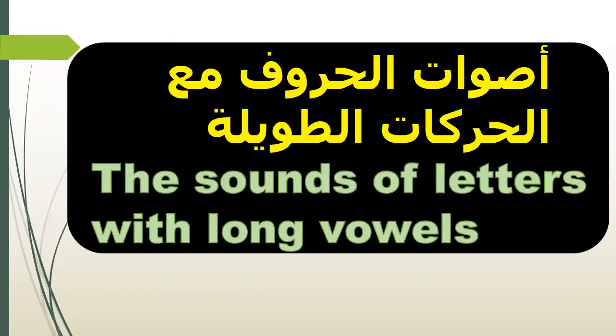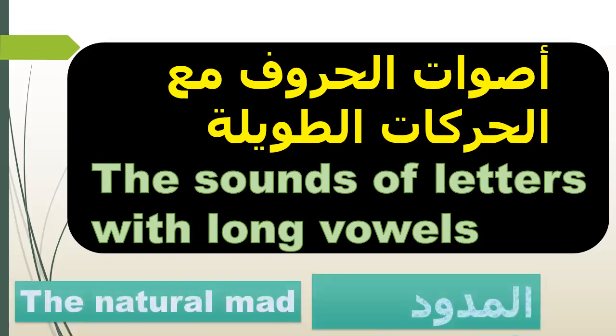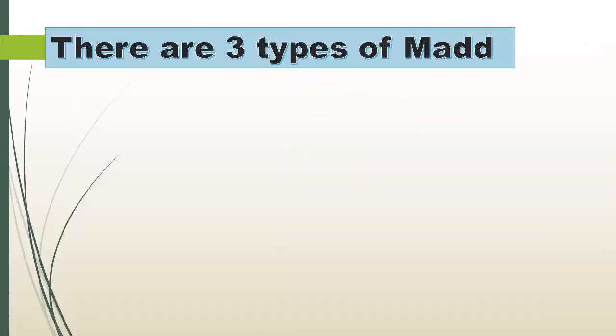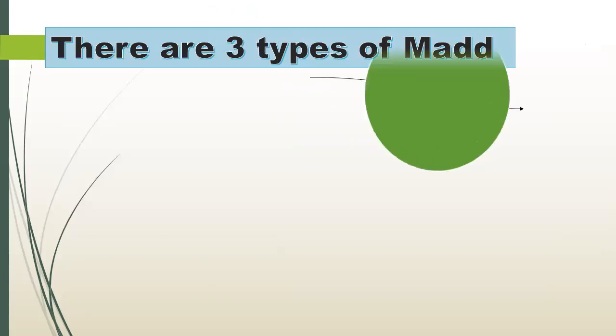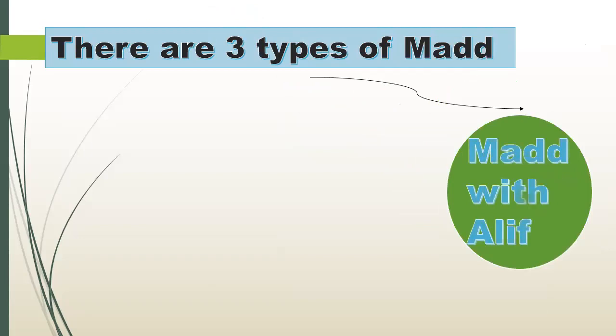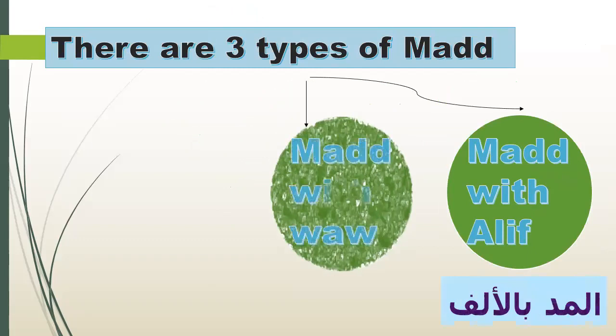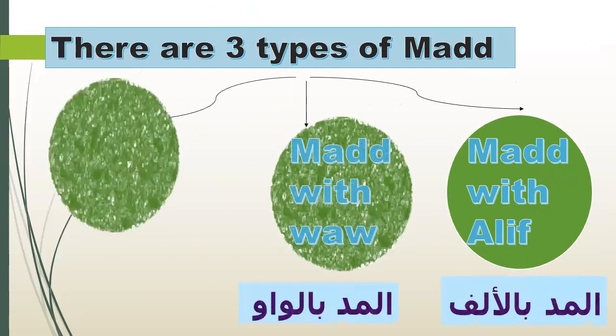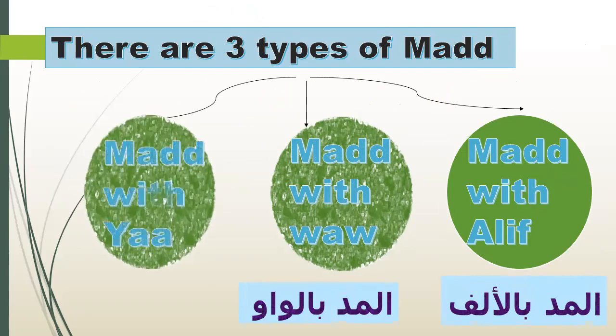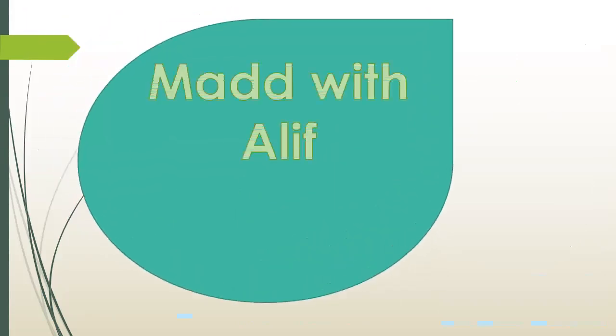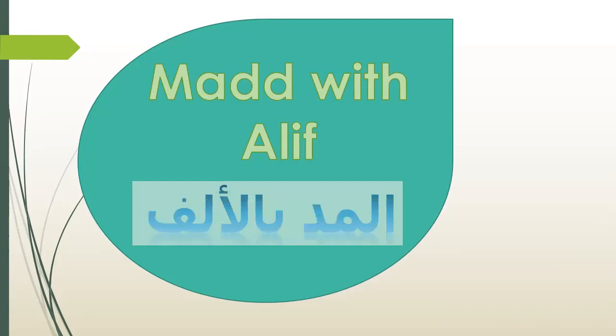In this video, we will learn together the sounds of letters with long vowels, أصوات الحروف مع الحركات الطويلة, المدود, the natural mad. There are three types of mad. Mad with ألف, المد بالألف. Mad with واو, المد بالواو. Mad with ya, المد بالياء. Today, inshallah, we will study together mad with alif, المد بالالف.